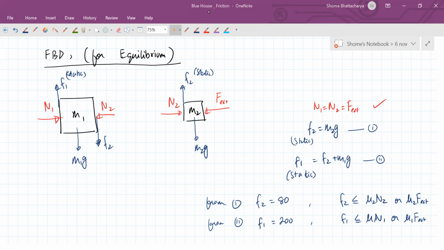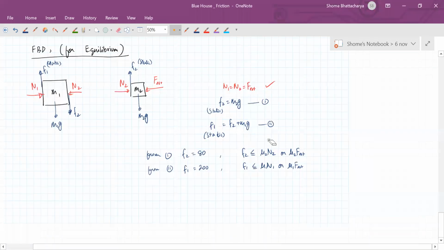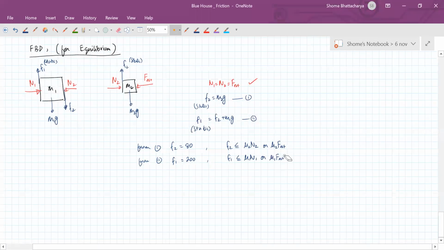No, F1 has to balance F2 plus M1G. Yeah, and that's correct. Okay, so that's the equation we've written. So let's in fact look at this as a numerical value. So how much was our mu2? The coefficient of friction at this surface was 0.2, and this one at the wall was 0.6. Okay. And between M1 and M2.